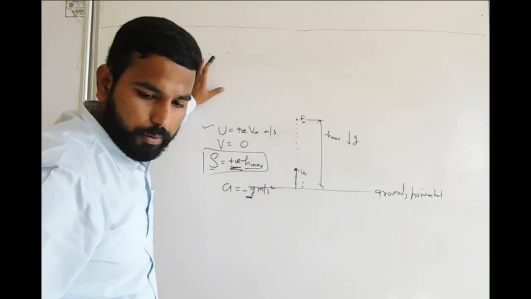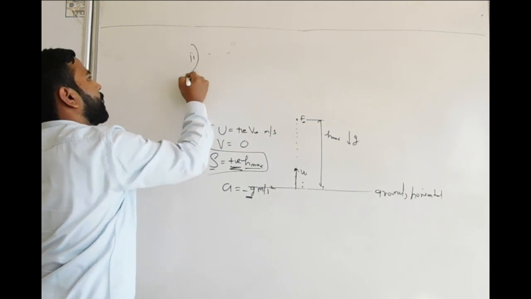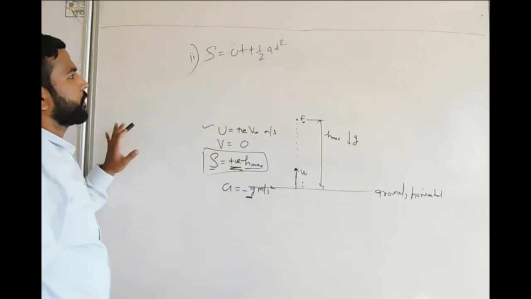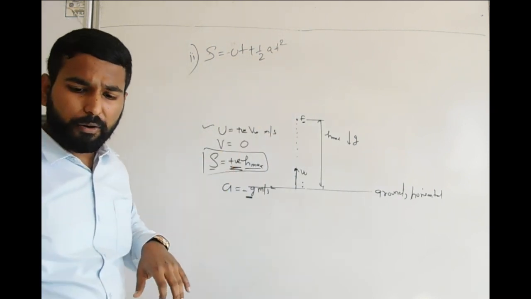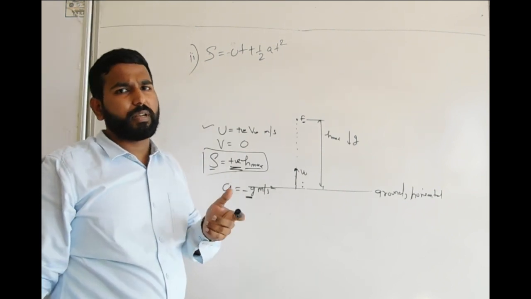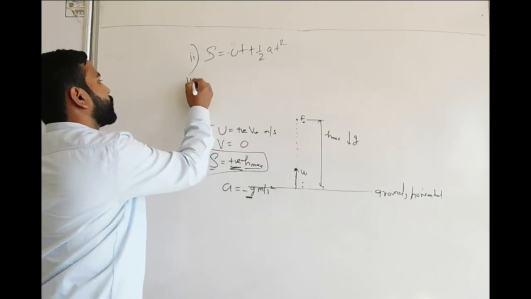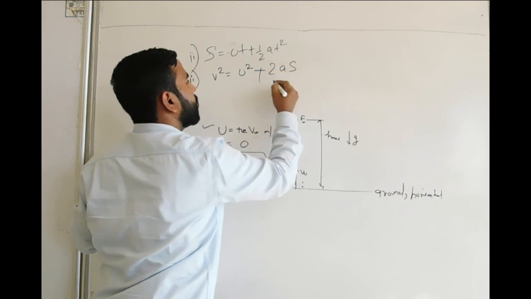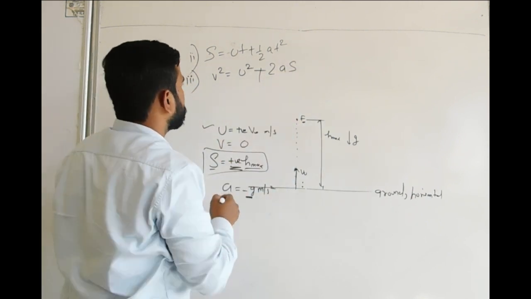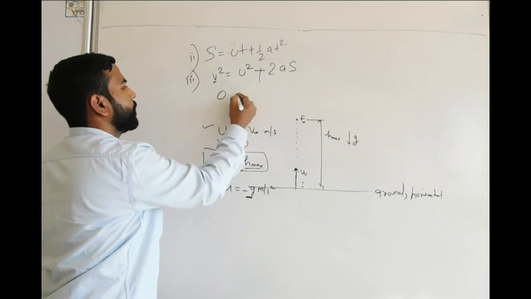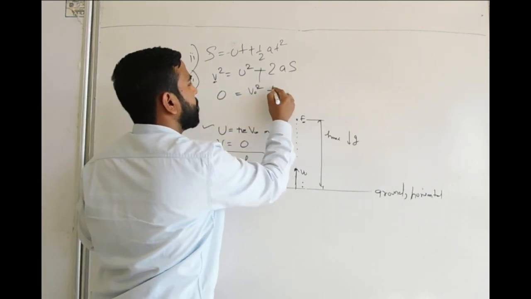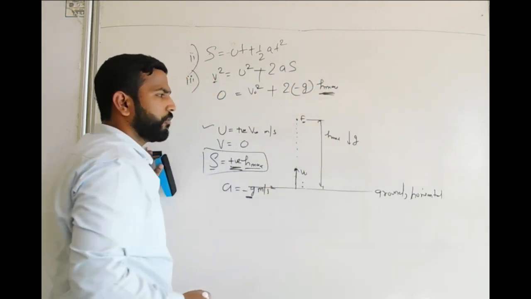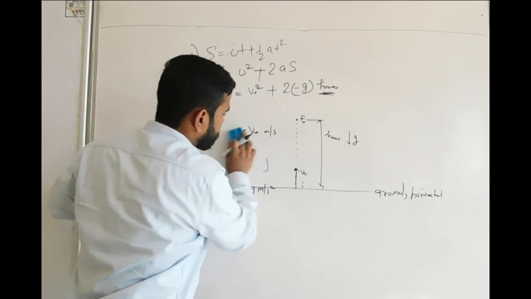Applying the second equation of motion, we get s is equal to ut plus half a t square. Oh, we cannot apply this equation because we don't have the idea of time either. So we'll try to use the third equation of motion. The third equation of motion is v square is equal to u square plus 2 times a into s. We'll put in the values. The final velocity of the particle is 0, the initial velocity is v naught, so 0 is equal to v naught square plus 2 times minus g into h max. This is the value we need to calculate. We'll try to solve this mathematical equation.